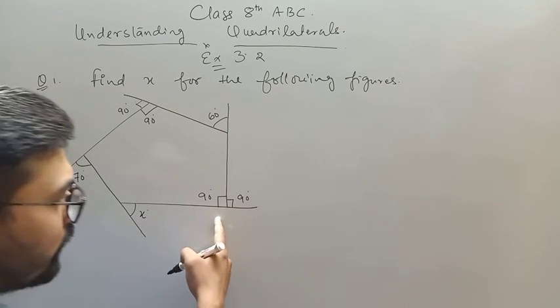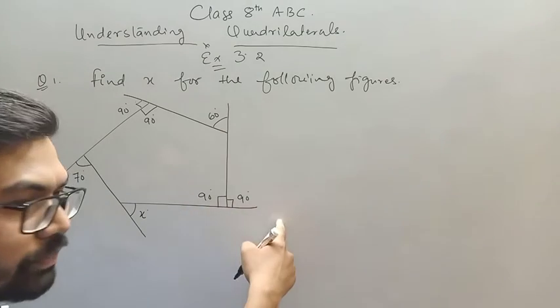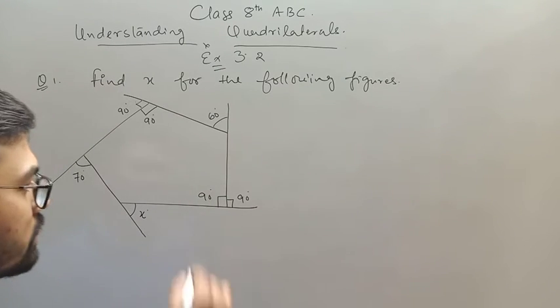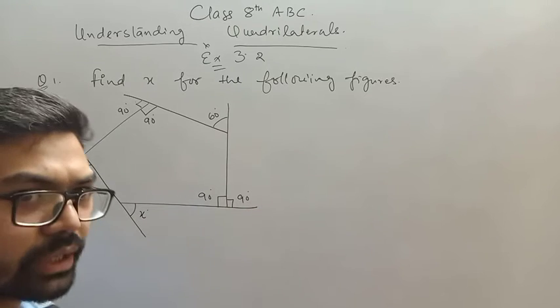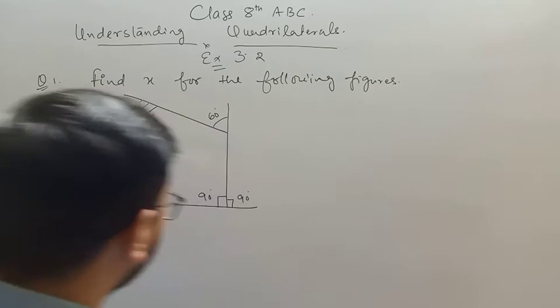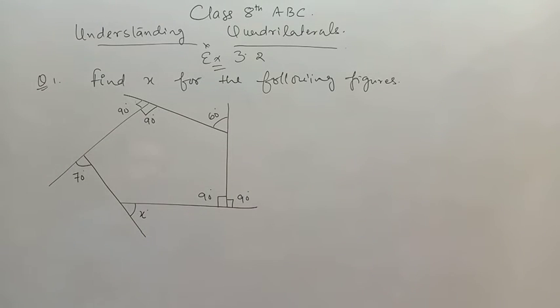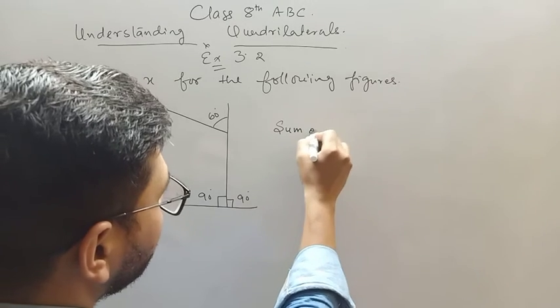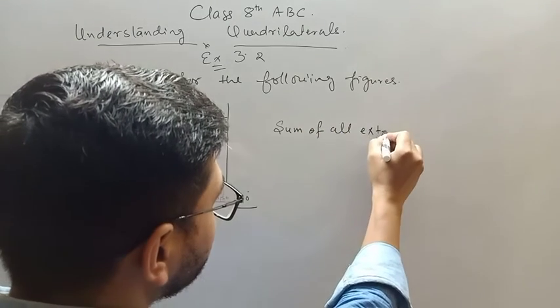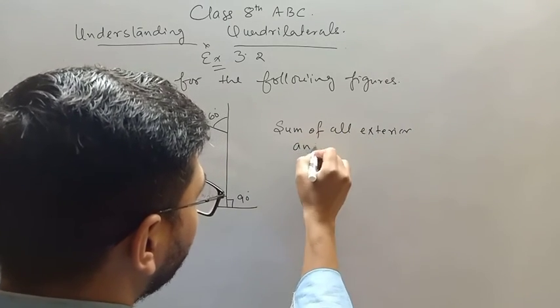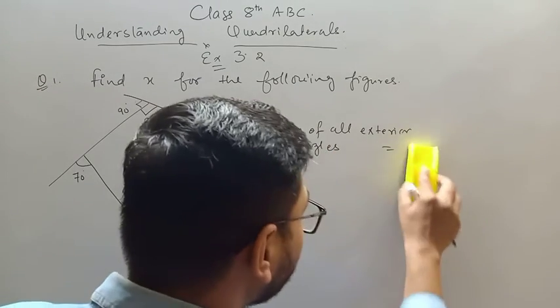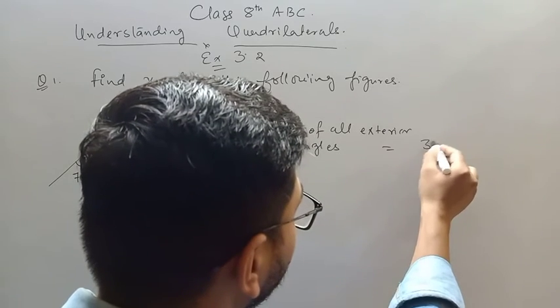I hope this is understood by you, that if a line is perpendicular to another line, then both these angles are equal to 90 degrees, because this is a straight line, so the complete angle is equal to 180 degrees. Okay. Linear pair angle. Or angle on the straight line. Now again you need to apply the same property, that the sum of all exterior angles is equal to 360.